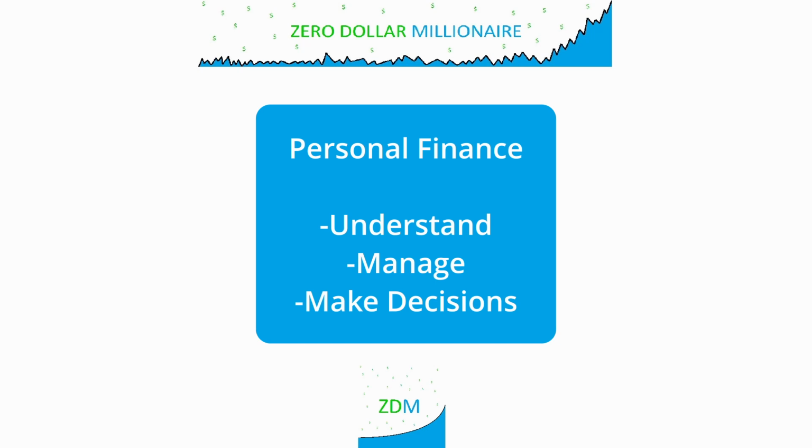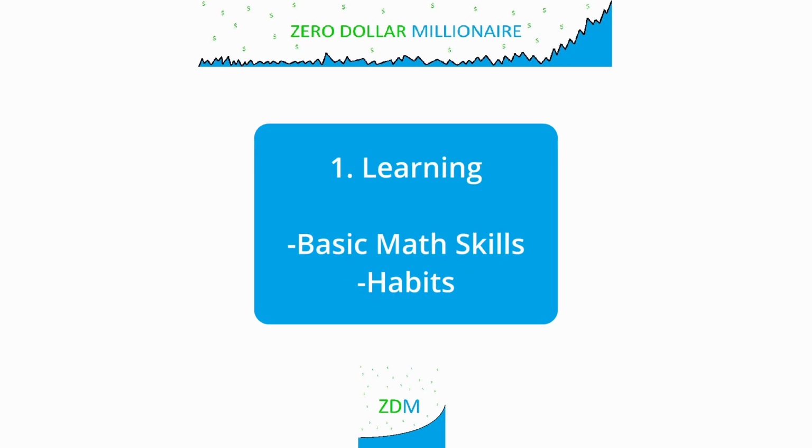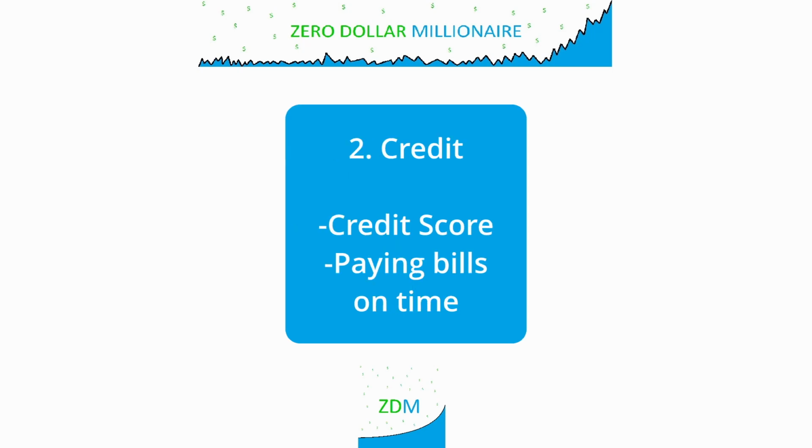Now let's break down financial literacy into 8 key components. The first component is learning. Learning is never ending and there's always more you can learn. But bare minimum would be basic math skills like addition, subtraction, percentages, fractions, etc. Also, habits. Learning good habits that will help make you money and learning which bad habits are keeping you from making more.